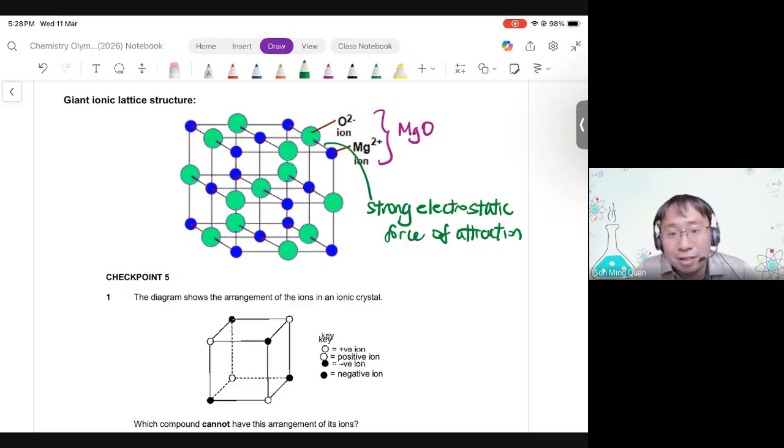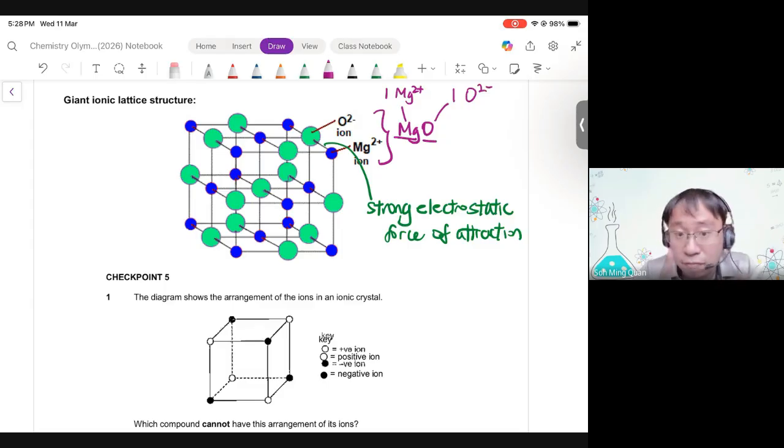Now, the next obvious question to ask yourself is, oh, MgO. MgO means I have one Mg2+, one O2-, right? That is the meaning of this formula. You have one of each. But is it realistic to say that the crystal of magnesium oxide only has one of each ion?